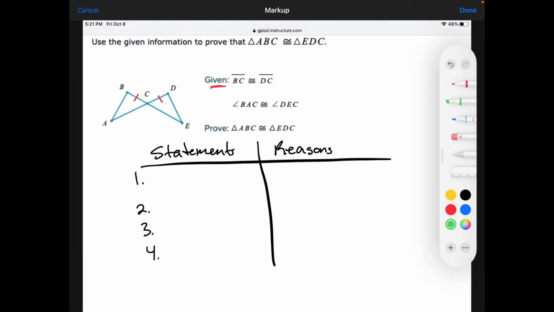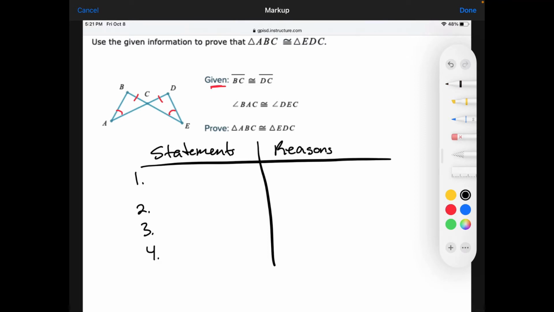Our next given says that BAC is congruent to DEC. So to label that in our picture, we use arcs to show that angles are congruent. So this angle should be congruent to that one. Now let's go ahead and start our proof here.